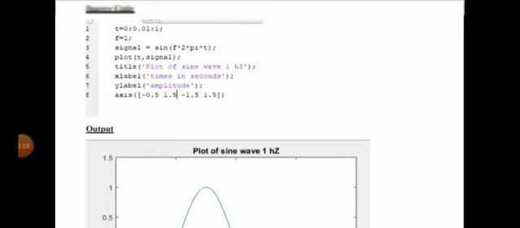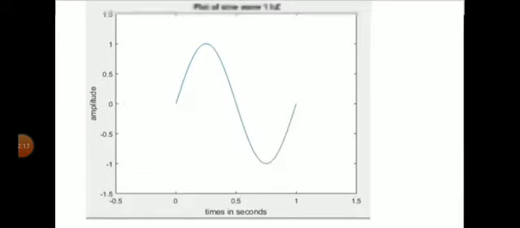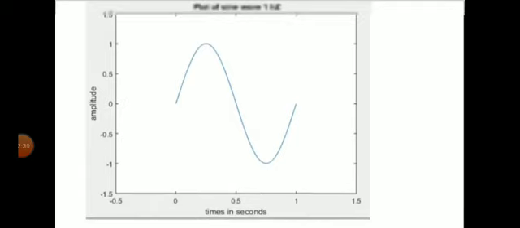So when we apply this code in the command window, we see this output. We can see there is an interval of minus 0.1 to 1.5 on x, and minus 1.5 to 1.5 on y. And here we can see the plot of the sine wave. The title is given, and the x label and y label are also given. So the output of this is a sine wave in this given interval of time.